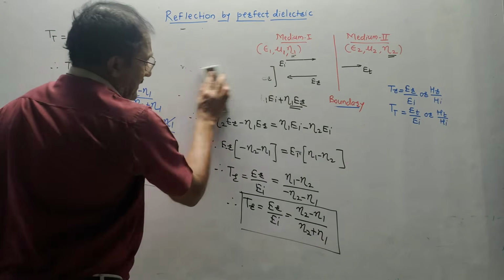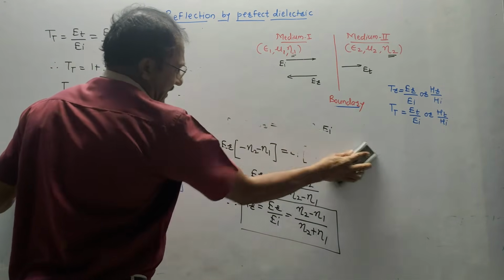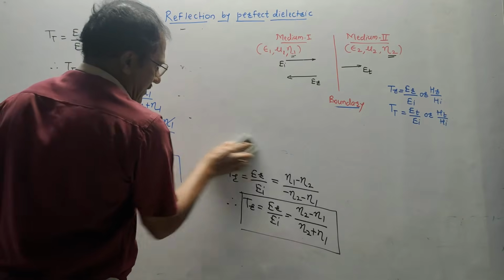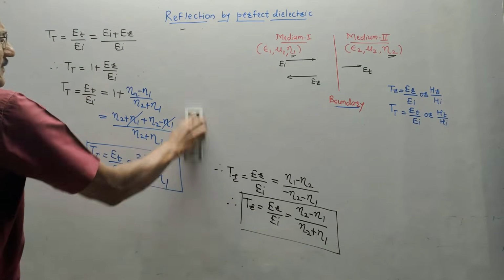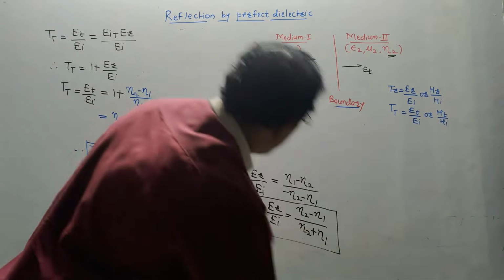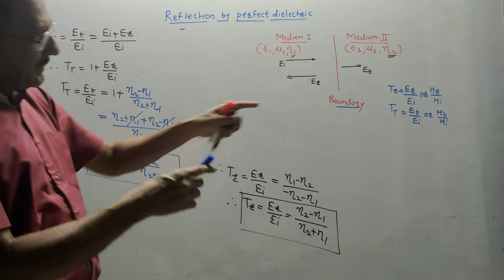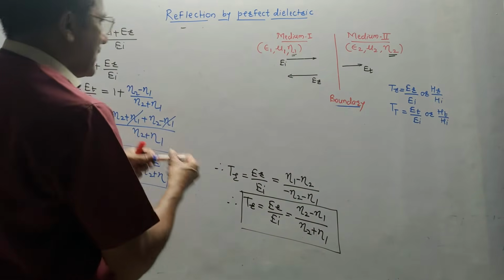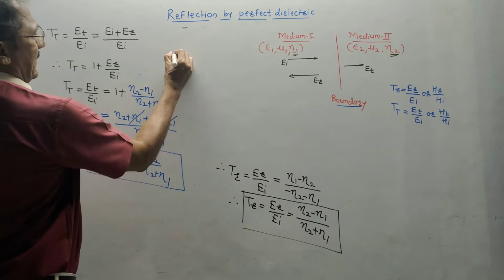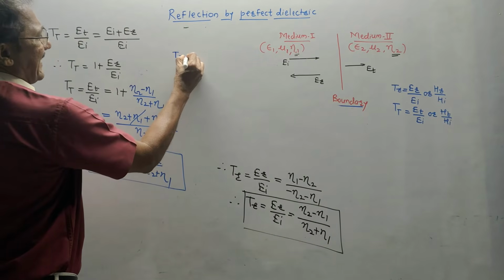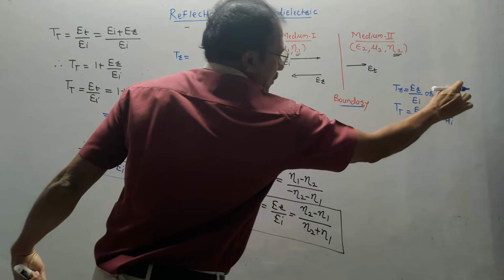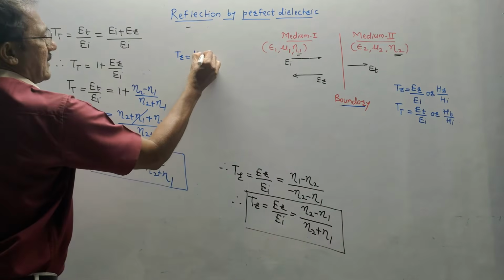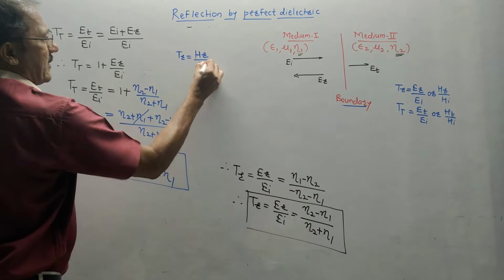Now, same way, whatever I did for TR and TT, that is reflection and transmission coefficient in terms of E bar, I have to obtain a similar expression in terms of H bar. Very simple, you don't have to do any extra calculations. So, in terms of H bar, I can write TR, I will use this formula, is HR upon HI.